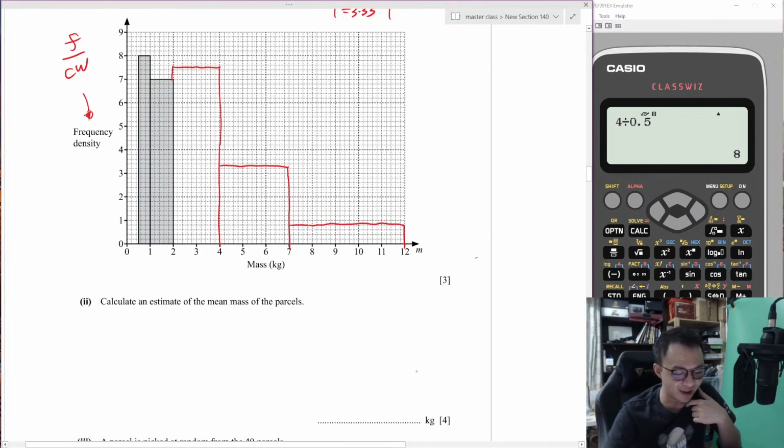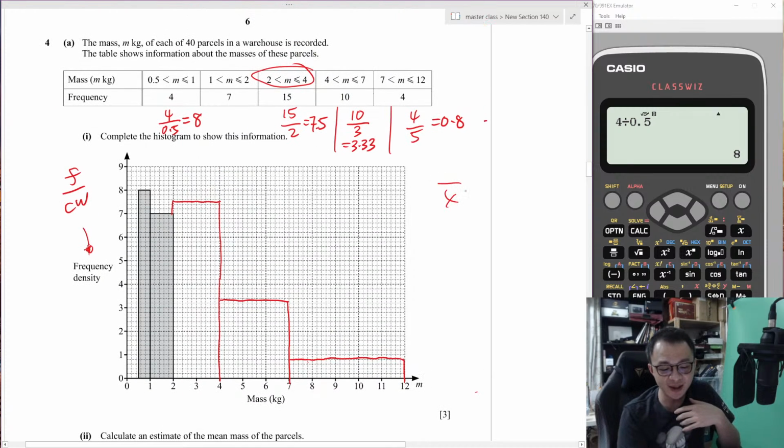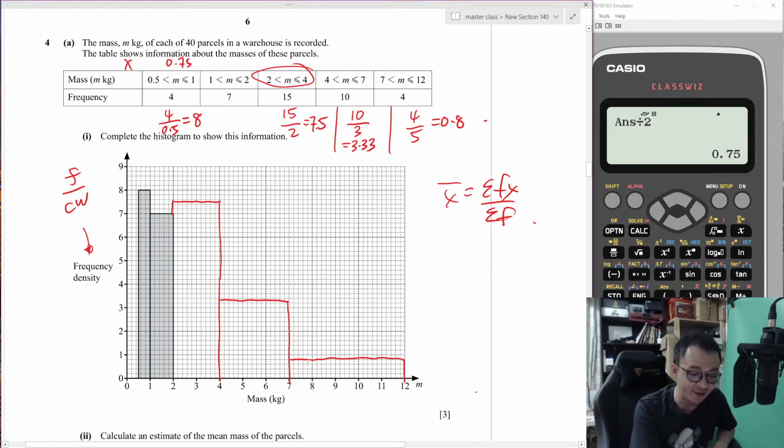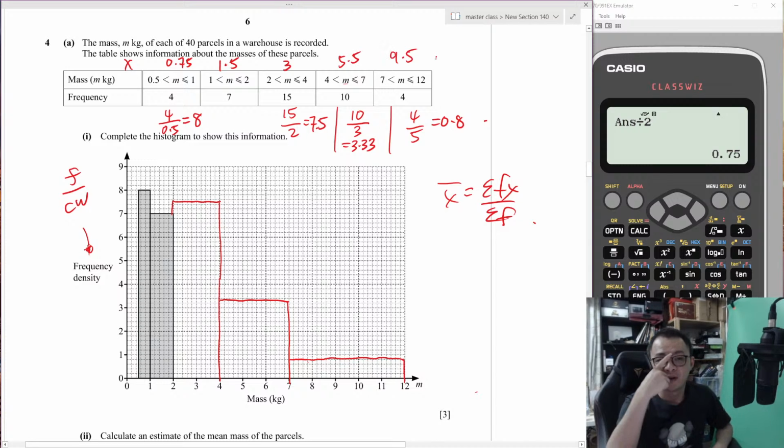After I'm done, they asked me to calculate an estimate of the mean. The mean formula is sum of fx over sum of f. What we want to do right now is x will be the mid-interval. So to find the x value, it's the middle value between 0.5 and 1. Normally I will just do 0.5 plus 1, and then divide it by 2, so it should be 0.75. Then this one is 1.5, this one the middle value will be 3, this one 5.5, and this one 9.5.